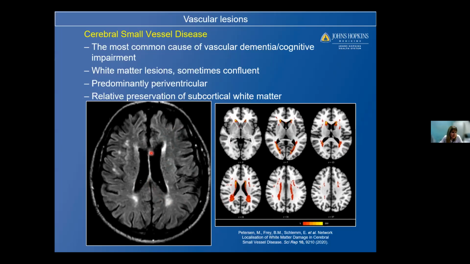So when we see this, this is everyday practice. We see this all the time, these foci of T2 FLAIR hyperintensities involving the periventricular white matter, sometimes subcortical white matter, but it's mostly in the periventricular regions as shown in this slice here. And this is the usual distribution of the microvascular ischemic changes.